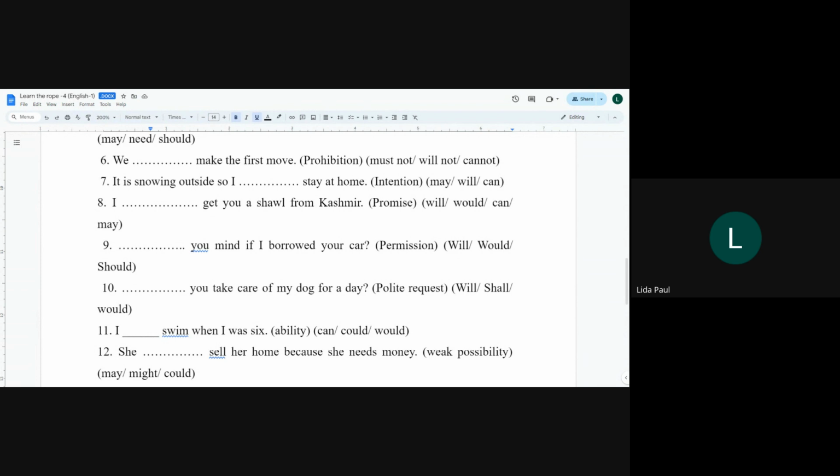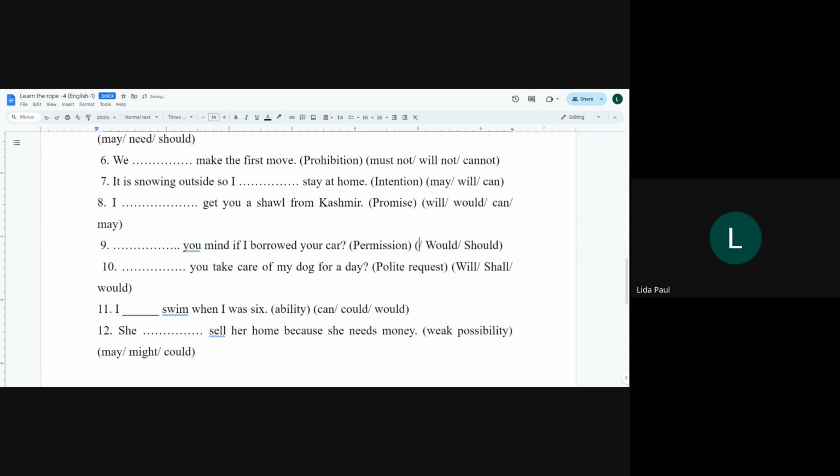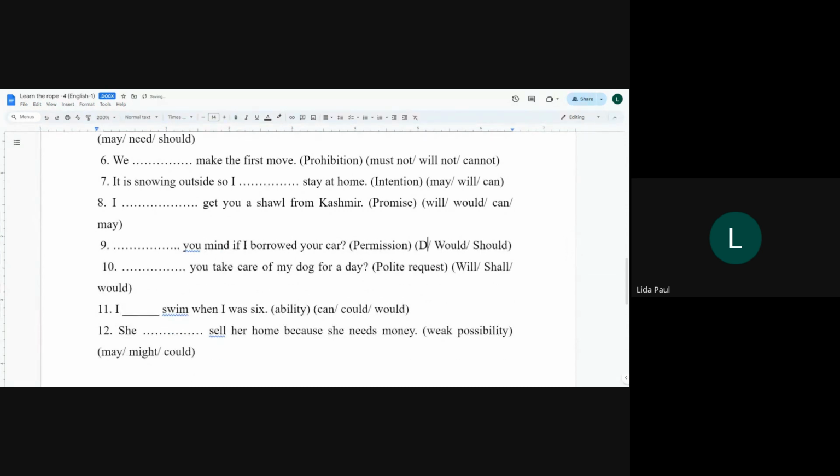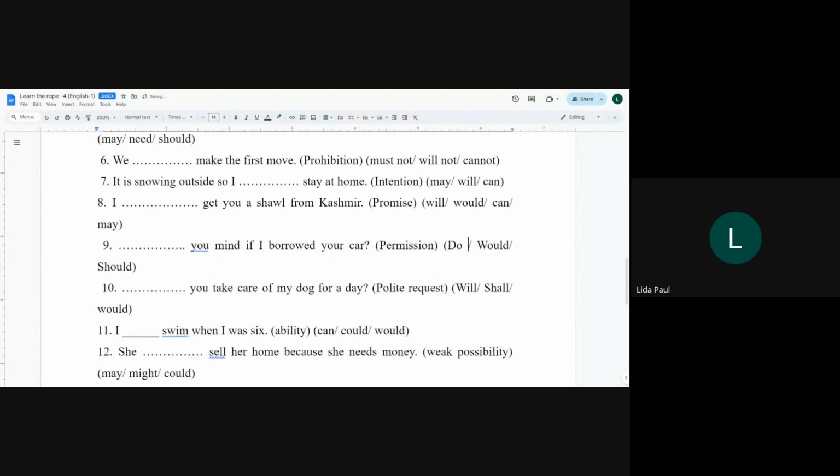I think what I meant to do here was not this actually. The actual word that should have come here was do. Okay. Would you mind? Yeah. Would you mind if I borrowed your car? Right? This has to be the case here.